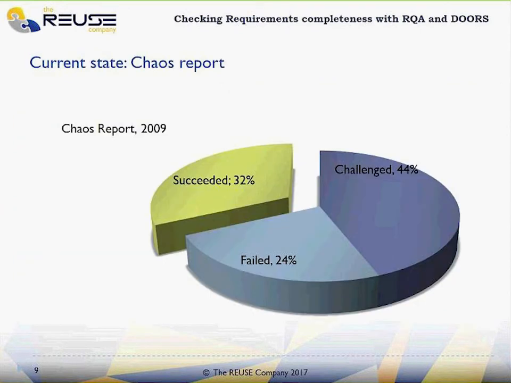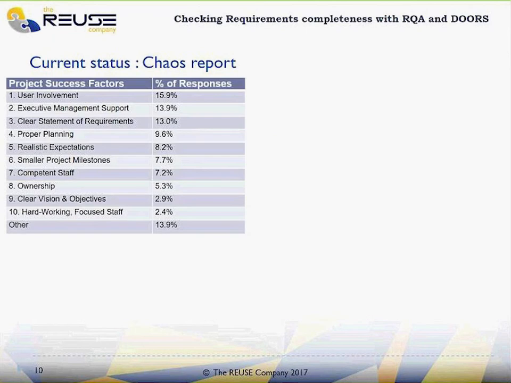So speaking about requirements quality, requirements completeness, of course, we all know that probably the quality of our projects has to be improved in some ways. And according to this Chaos report, there are a number of different factors that are key for the success of our projects. And some of them, around 50% of them, are somehow related to requirements engineering and requirements management.